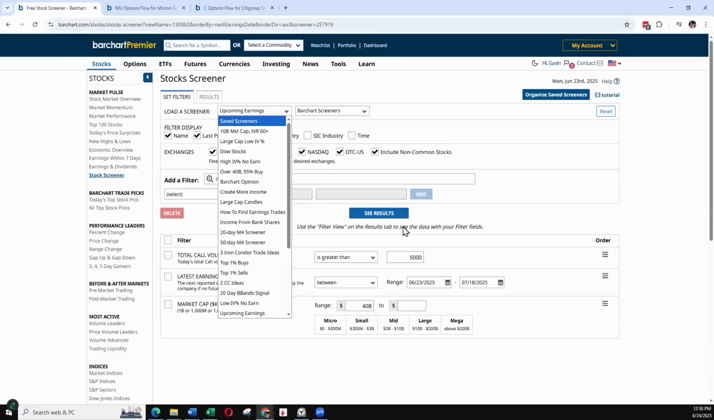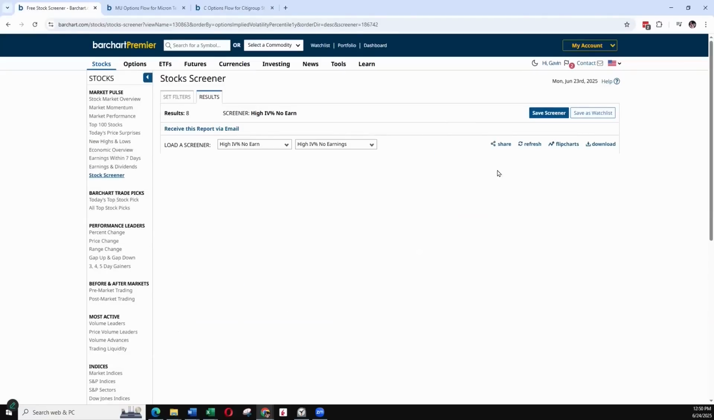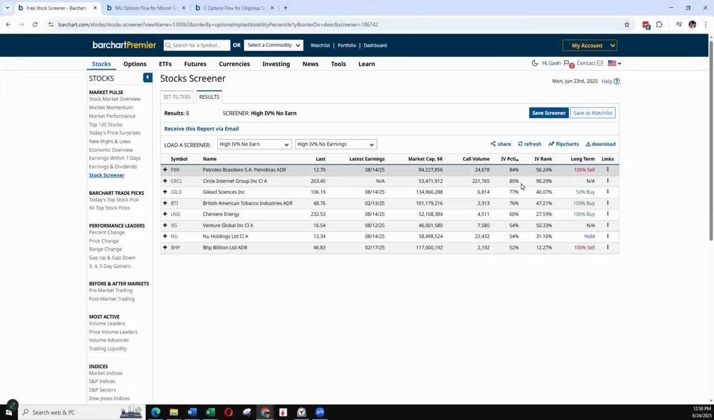And then the last screener I'm going to share is a simple screener for stocks with high IV percentile. I want to avoid anything with earnings in the next 45 days. If I'm going to be looking for a neutral trade like a Condor, I generally don't want to hold that over earnings. So here we're getting stocks with good call volume and a high IV percentile. And some of these could be good candidates for an iron Condor type trade.